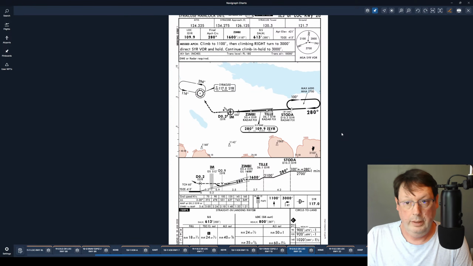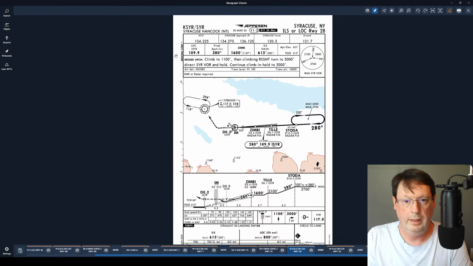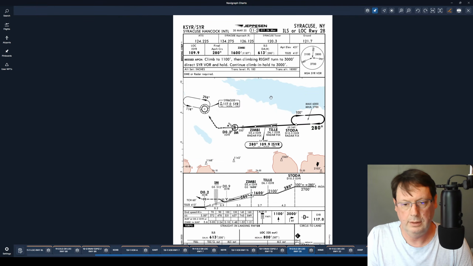If I had to brief this in a hurry, the things that I want to know: 109.9, that's the nav frequency. Final approach course 280. I need that. Glide slope intercept is 1600. Decision altitude is 613. As long as I know that, I'm going to tune in this frequency, bug the heading so I know that the final approach course is 280, and I know that I have to intercept at 1600, and my minimums are, I would call it 650. I'm not going to say 613.